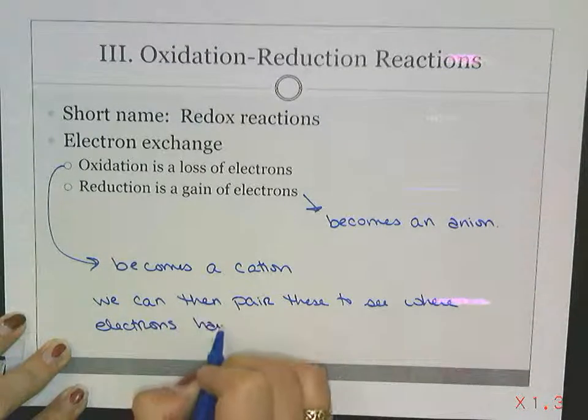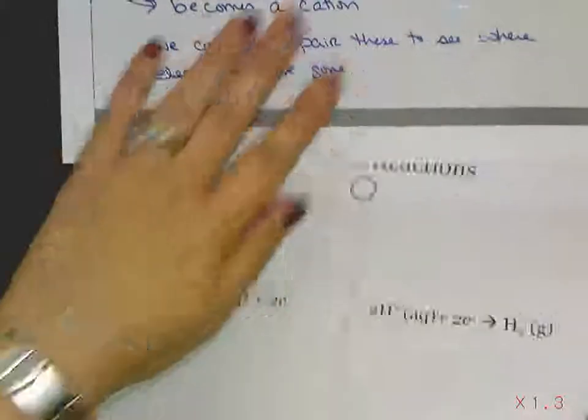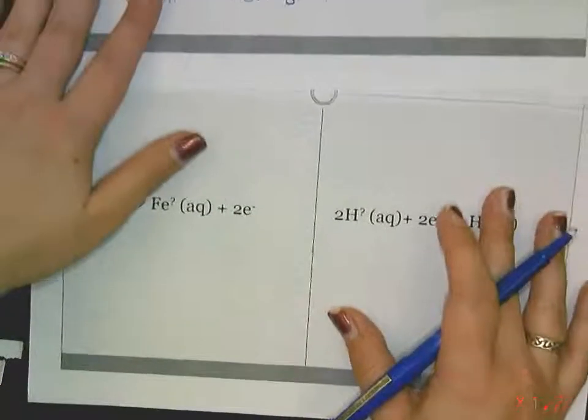Just like in an acid-base, you have to have one acid with one base. An acid gives away a proton, the base takes the proton. So you have to have them in pairs. You can't have two acids together. You can't have two bases. You have to have one of each. So let's look at two partial reactions, and then we'll put them together.